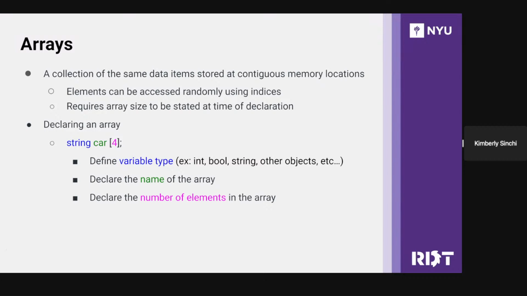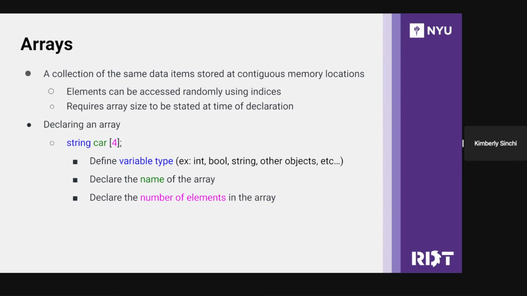Hi, everyone. So now we're going to get into our first data structure in C++. The first one that we're going to go over is a data structure called arrays. Arrays are a collection of the same data type stored at contiguous memory locations. What this basically means is that in your computer, the elements in this array are stored one after the other.